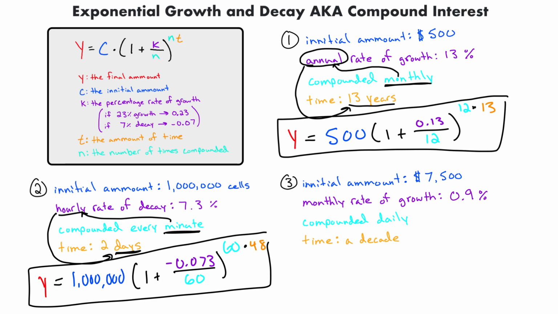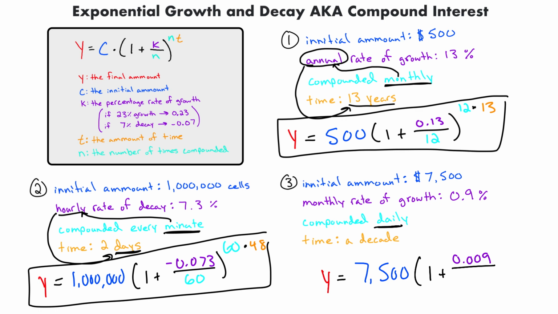Problem number 3, same thing. Initial amount is $7,500. We have a monthly rate of growth at 0.9%. It's compounded daily, and the time we're going to leave it alone to do its thing is a decade. So as an equation, this is going to turn into y equals 7,500 times the quantity of 1 plus it's a rate of growth, so it's going to be positive 0.009, divided by, and now we need to find out how often it's compounding.